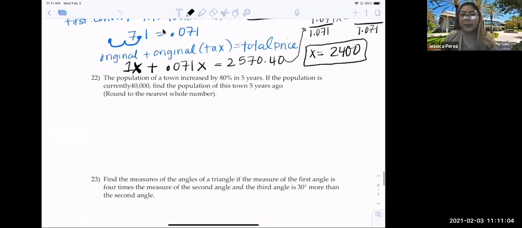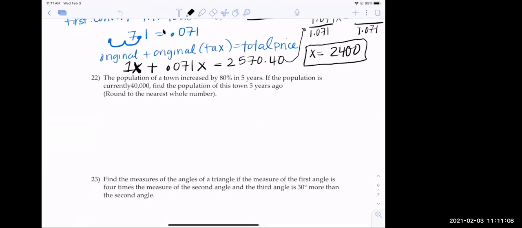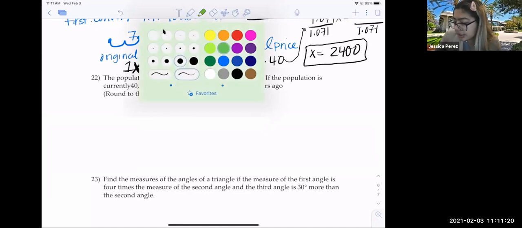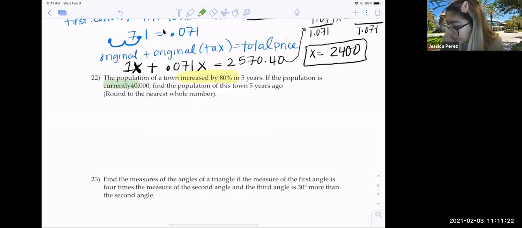So we have the population of a town increased. Let's start highlighting important information: increase of 80% in 5 years. If the population is currently, so as of now, this is a different piece, currently it's 40,000. Find the population of this town 5 years ago.